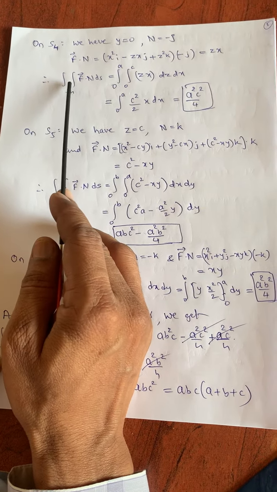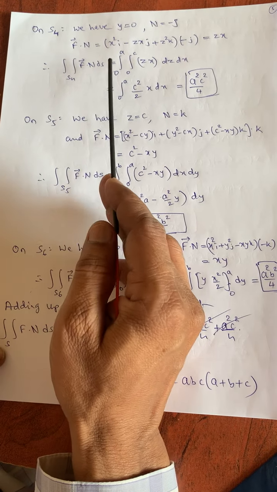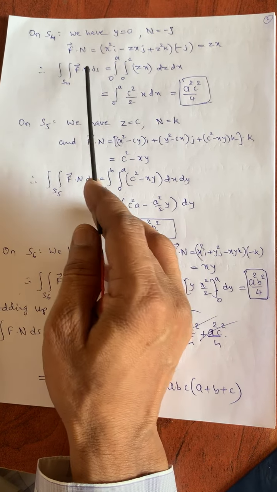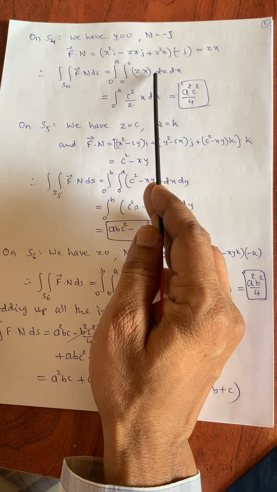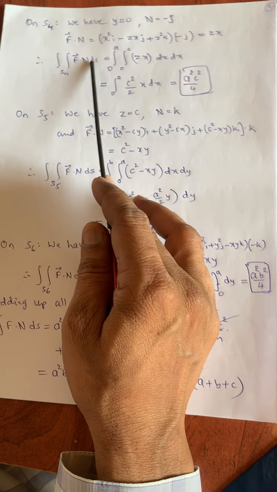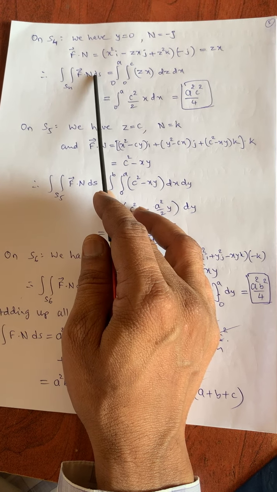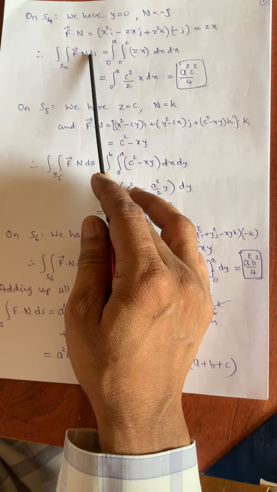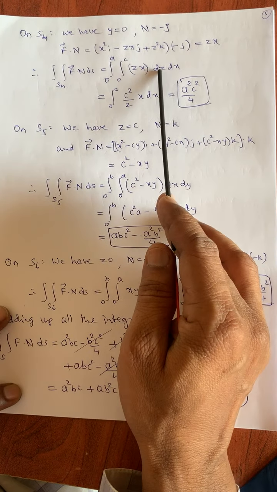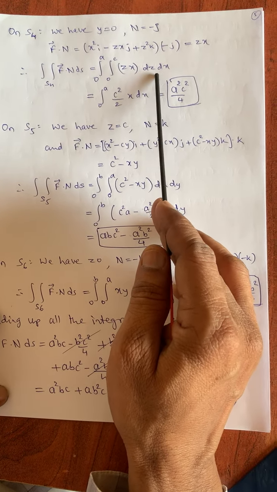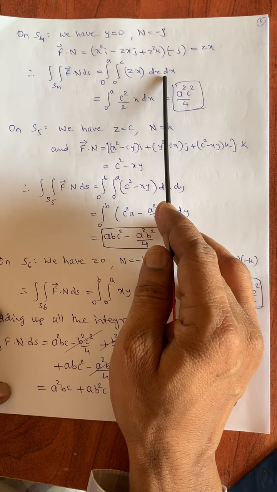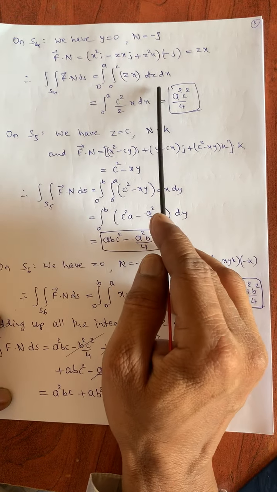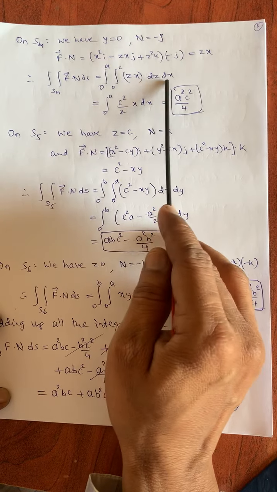Therefore the surface integral over S4 is the double integral of F dot n, which is zx, and dS is the projection on the zx plane or xz plane. So dz dx divided by mod of n dot j; n is minus j, so minus j dot j is plus 1.